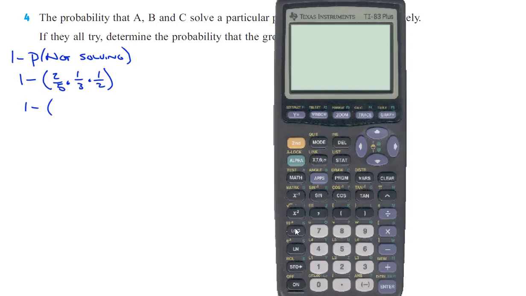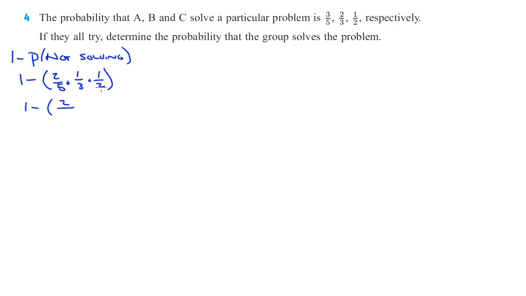So we can just do 2 times 1 times 1 is 2, 5 times 3 times 2 is 30. That's 2/30ths, so that's 1 minus 1/15. So really, that's 15/15 minus 1/15, which gives us 14/15. So there's a 14 out of 15 probability that one of them is going to end up solving it, or at least a group of them being able to solve it. Okay, the group as a whole.